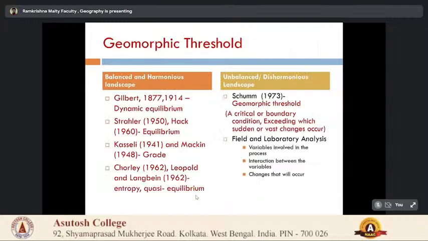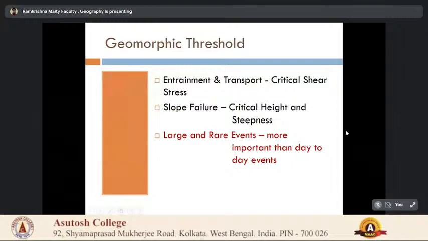Okay? So this understanding of geomorphic threshold conditions is applied for explaining entrainment and transport by a river after achieving critical shear stress. Slope failure: after achieving critical height and stiffness, a landslide occurs. Okay? Large and rare events, say large floods, which are very rare, transform the valley, or change the valley more than day-to-day events.